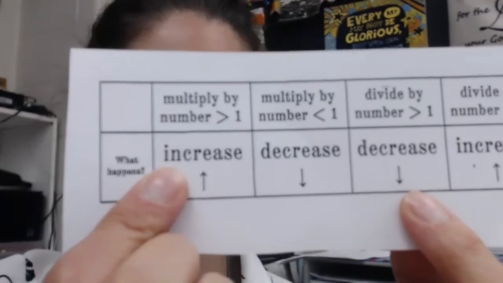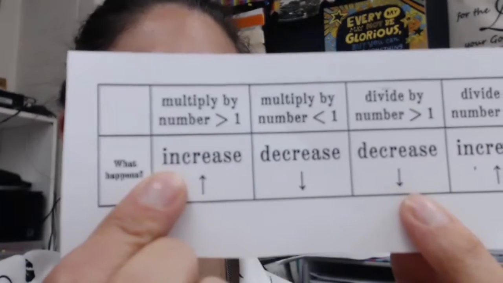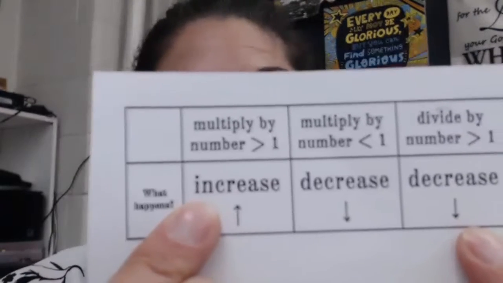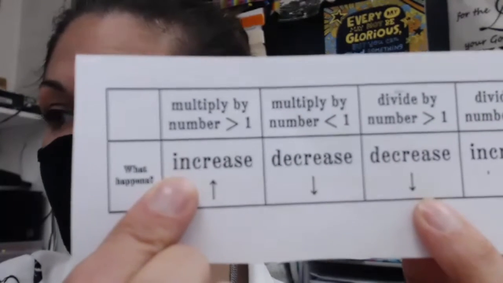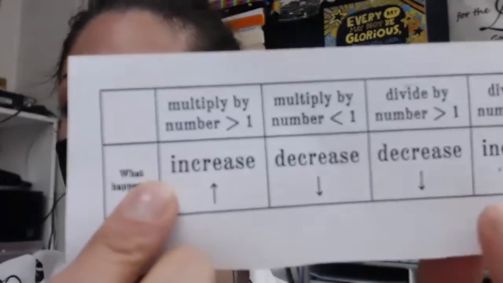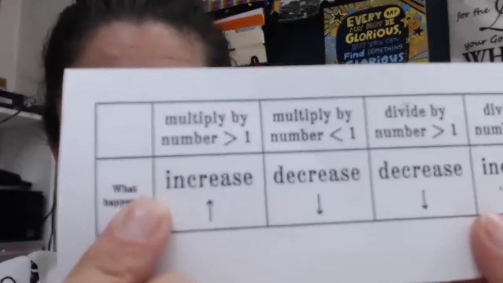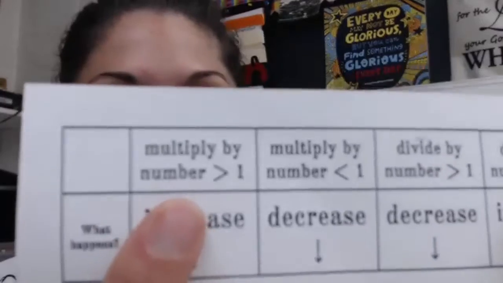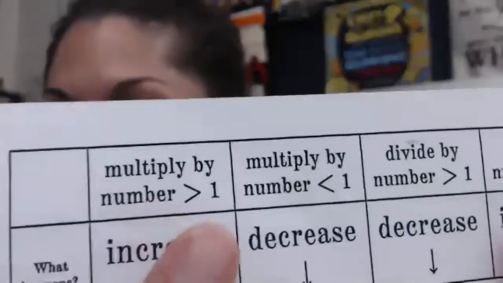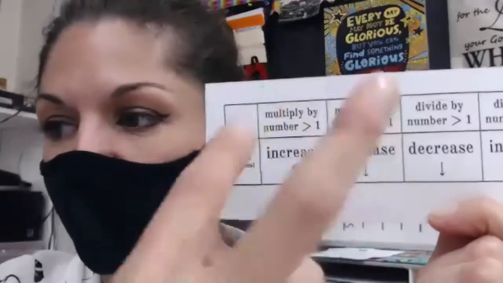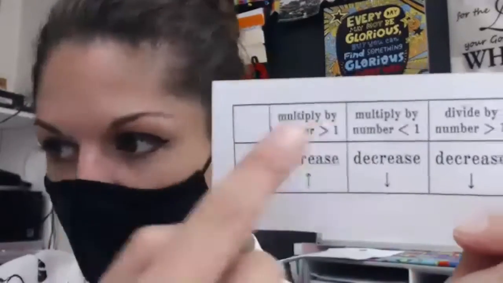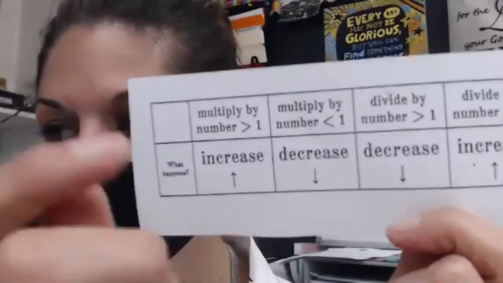What happens to 30, Madeline? It gets what? It gets smaller, right? 30 divided by 5 is only 6. So 30 became a smaller number, it decreased. So multiplication and division are exact what of each other? They're exact opposites of each other. So that's why some of these things on the chart you're noticing are exact opposites.